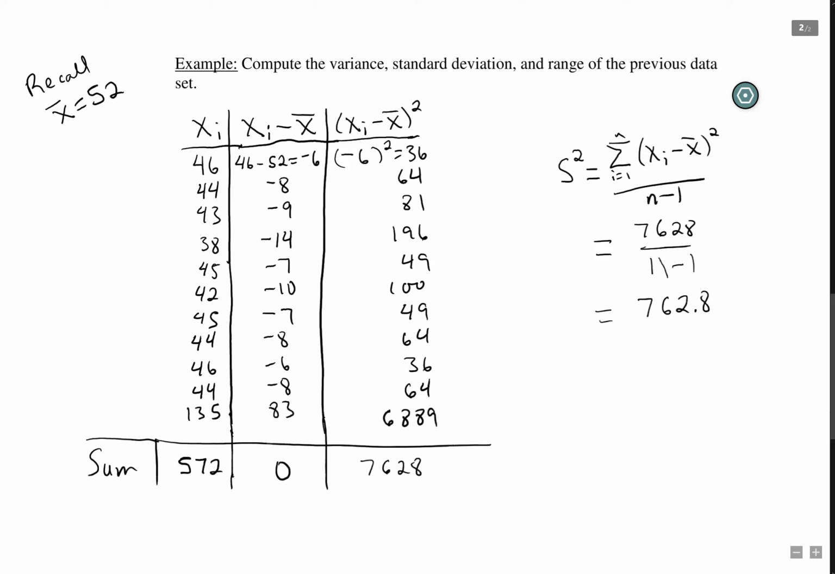That is my sample variance. And then the standard deviation would just be the square root of that. So if I take the square root, you'll want to punch that into your calculator. You get roughly 27.62. So this is my standard deviation. Okay, 27.62. That's the variance and the standard deviation.